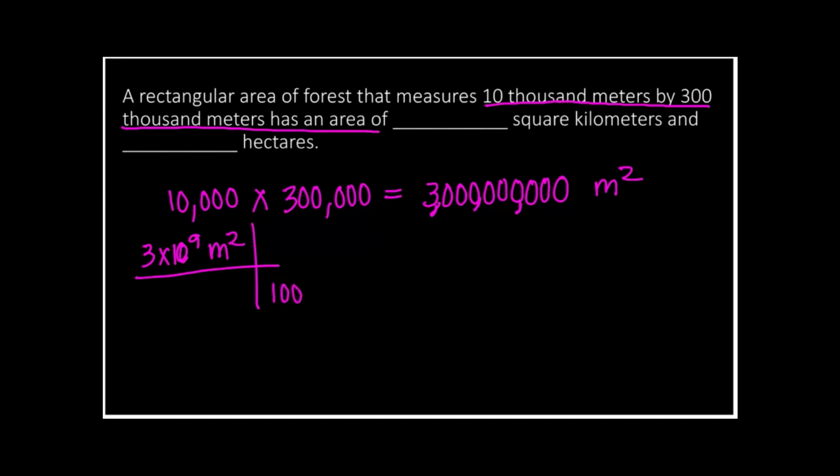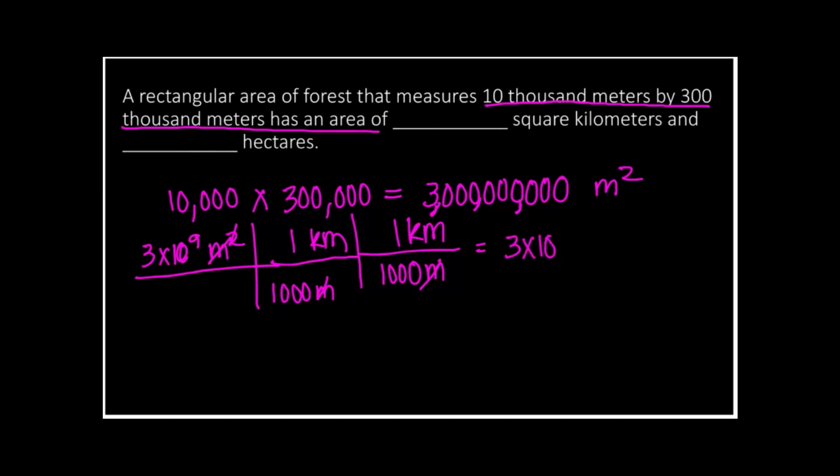Now, this is really important. There are 1,000 meters in 1 kilometer. That's just going to get rid of one of our meters, right? So we need to do that again. That will give us square kilometers, okay? So that's going to give us 3 times 10 to the 3 kilometers squared. And then again, if we wanted to turn this into hectares, we'll take 3 times 10 to the 3 kilometers squared.